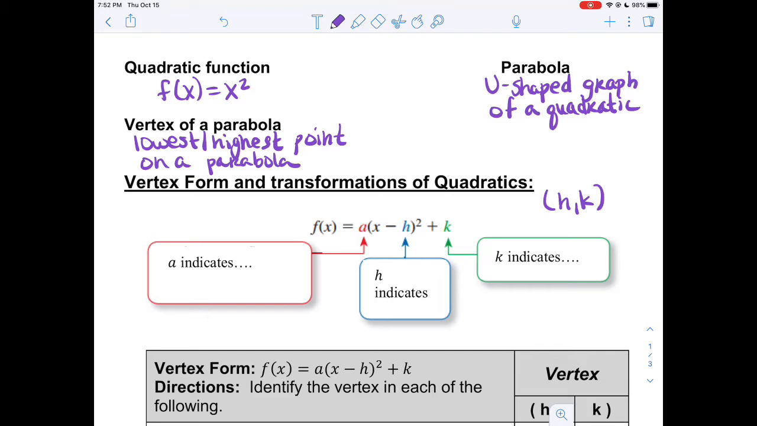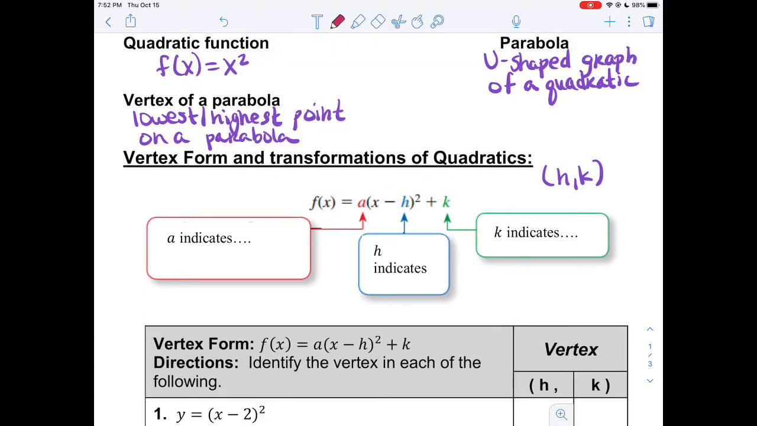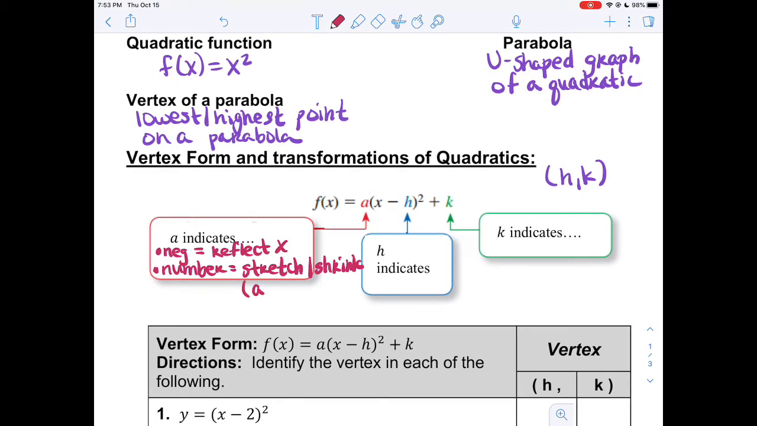plus k. And you may recall from chapter 1 when we talked about transformations previously, when you see a number out in front, that could indicate a couple of things. If it has a negative sign, then that negative is equal to a reflection in the x-axis. If you see a number, then that is either a stretch or a shrink. So a number here equals a stretch or a shrink. And a stretch would be if the a value is greater than 1. A shrink would be if a is less than 1.